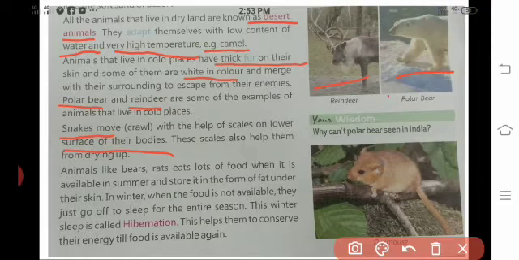Next you see animals like bears and rats. Rats eat lots of food when it is available in summer and store it in the form of fat under the skin. In winter, when food is not available, they just go off to sleep for the entire season. This winter sleep is called hibernation. This helps them to conserve their energy till food is available again.